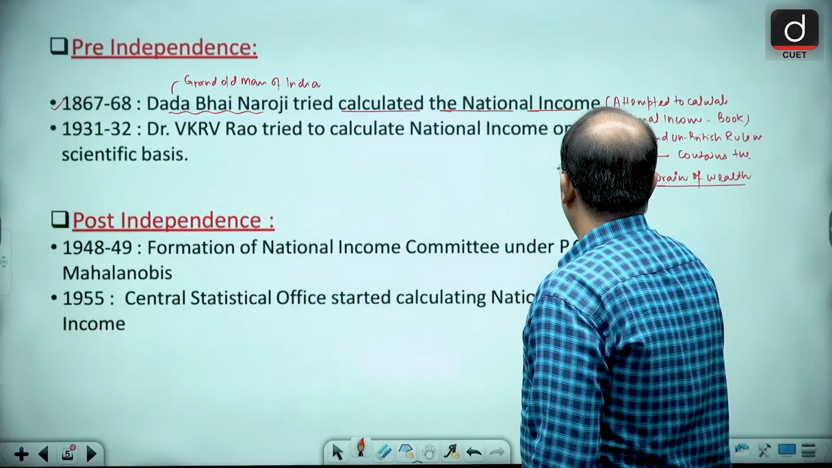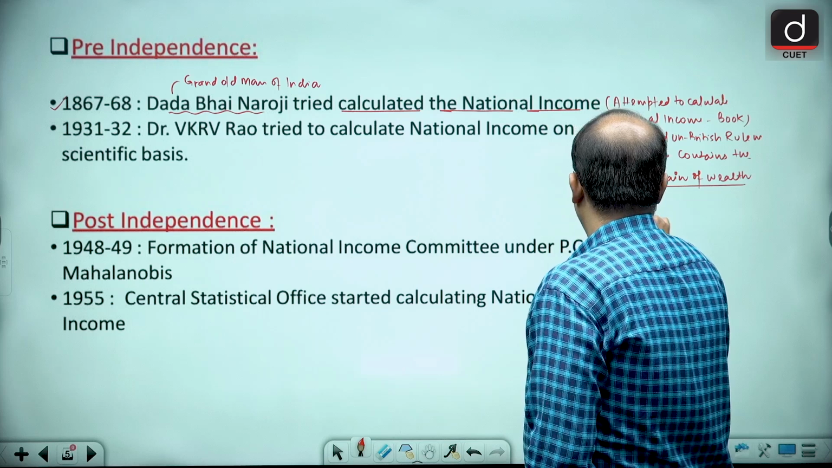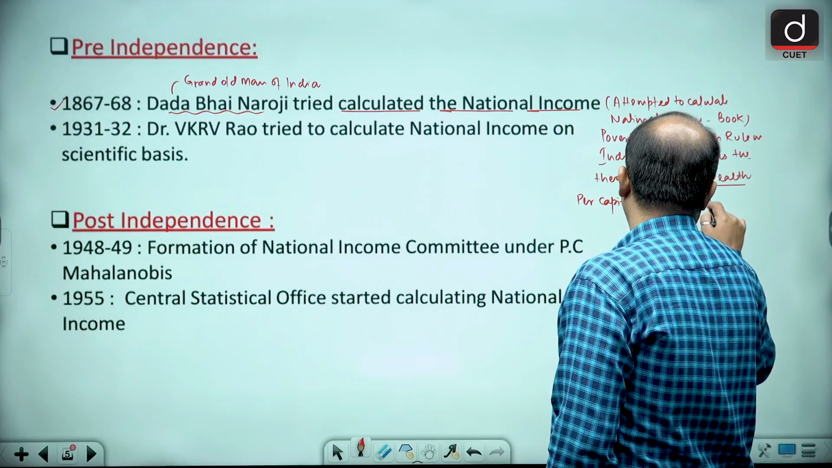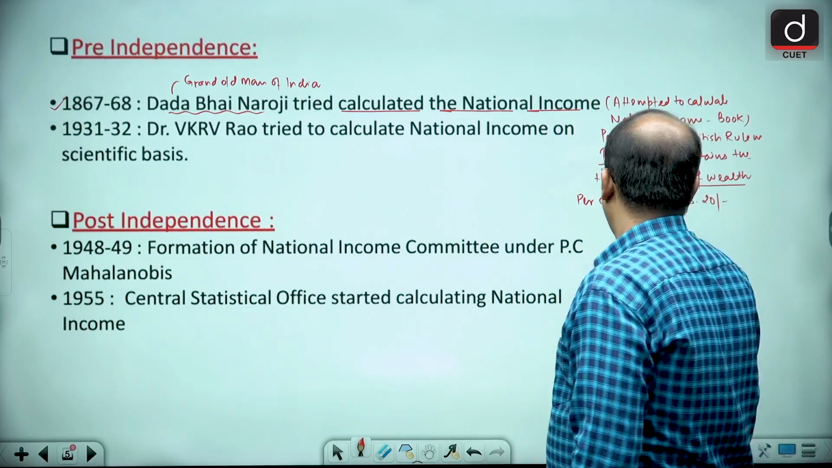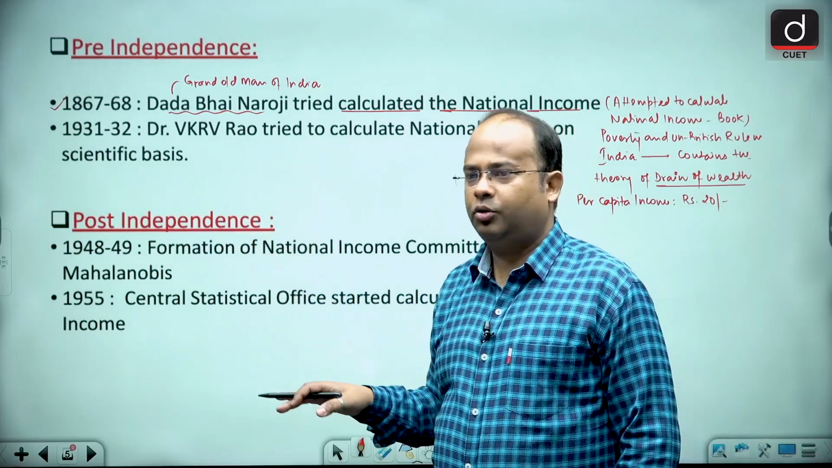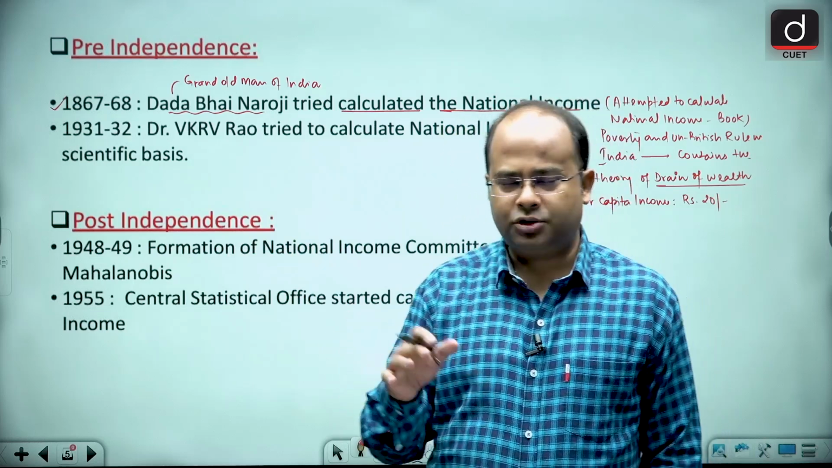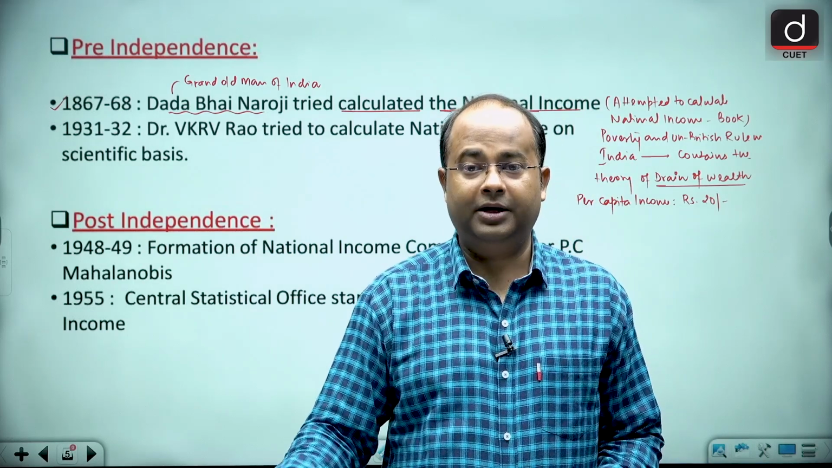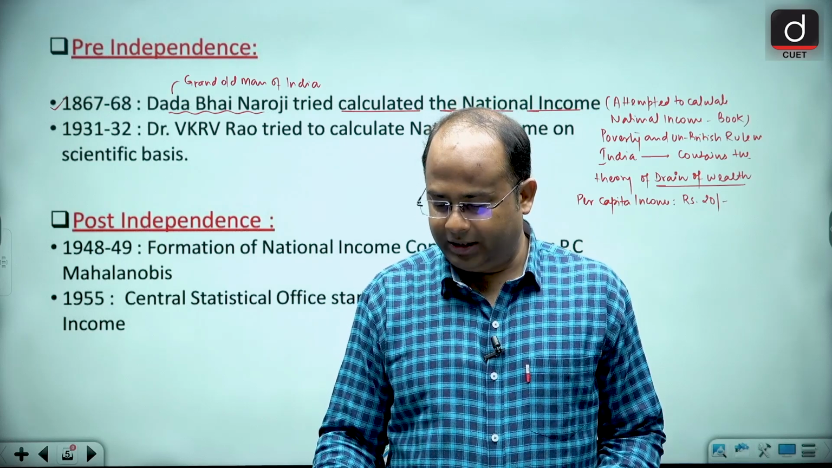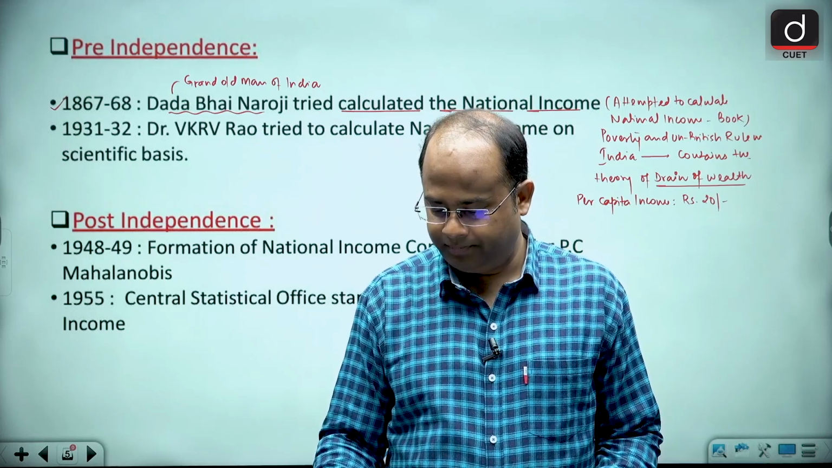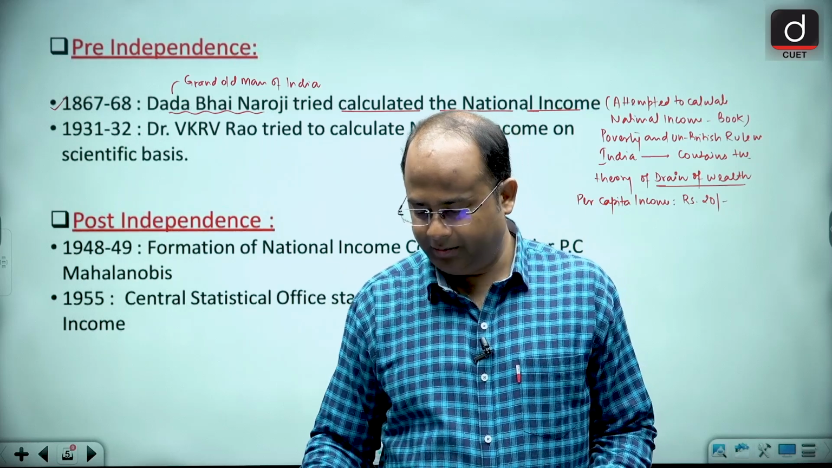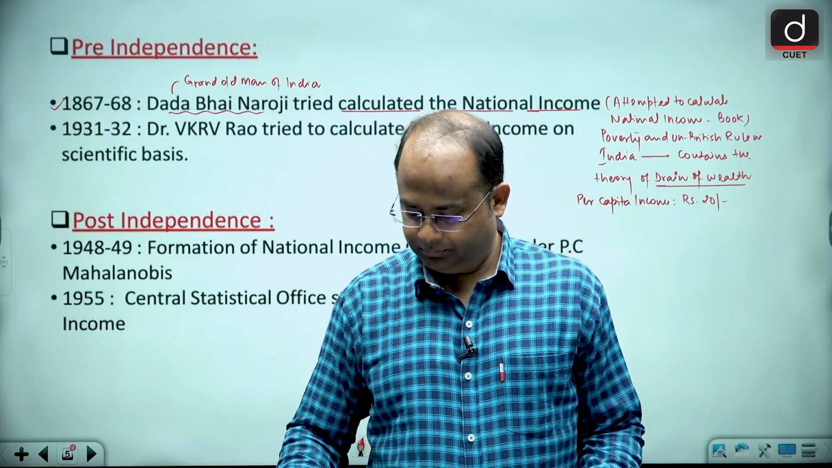So he calculated the per capita income, and he said that the per capita income of India is rupees 20. Per capita income is national income divided by total population, so that became 20. That was a very big amount at that point of time, although he did not have the accurate facts and figures guys. Is that clear?